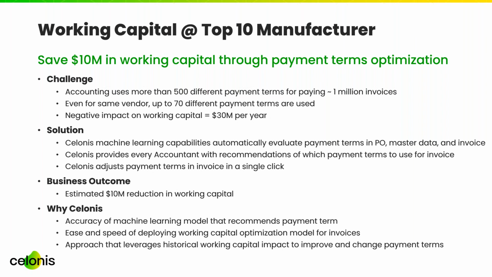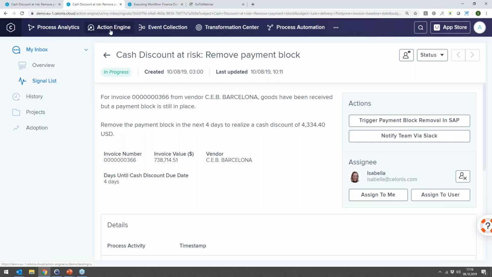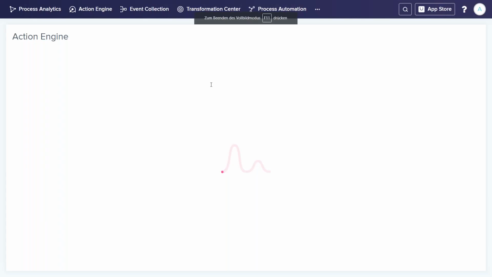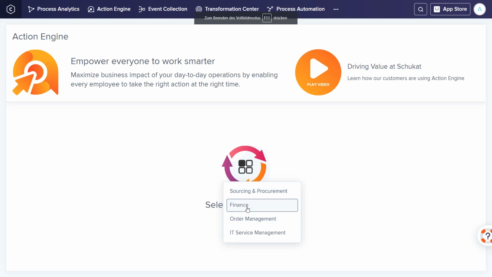And again, if we think about why Celonis makes sense here, I think besides the machine learning model that we have put into place here, simply the ease and speed of deploying the solution has been the decisive factor. Because again, with the process mining technology, you can connect the finance data to the procurement data. So that's why this comparison between invoice, purchase order, and master data is actually quite easy. How does this look like in the software? And if we jump back to the demo environment, then this would look as follows.